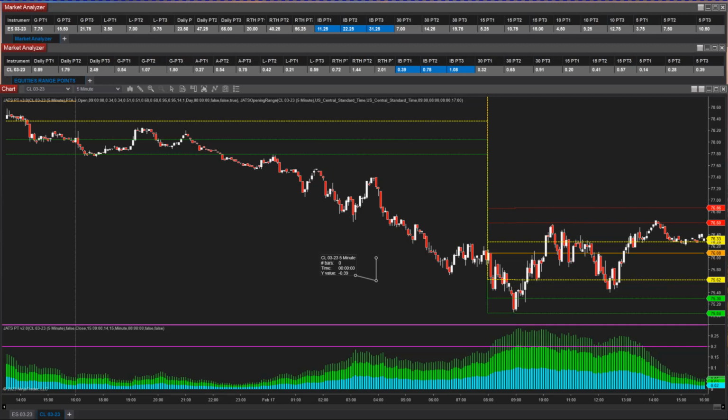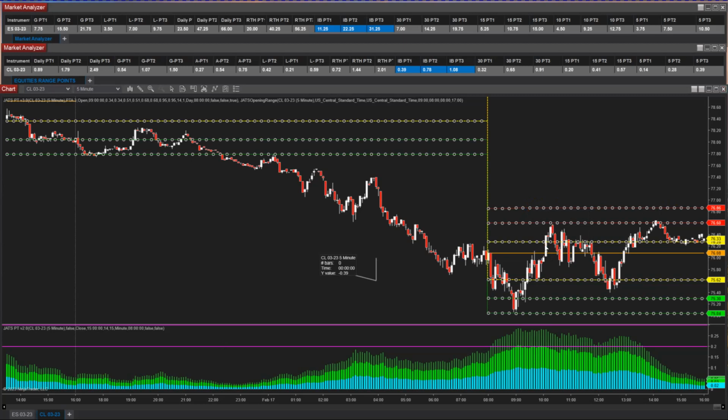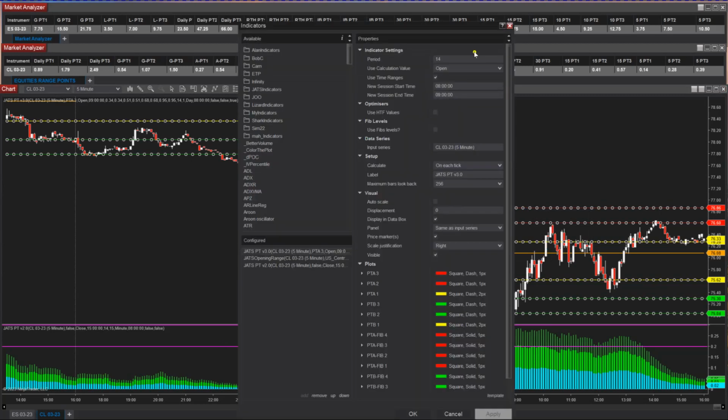The way that I have constructed JATS PT on this chart is I have put the 1 hour initial balance for crude on the chart. That's between 8 and 9 a.m. Chicago time. I'm using Central Time. So between 8 and 9 a.m., I can calculate on the session open.